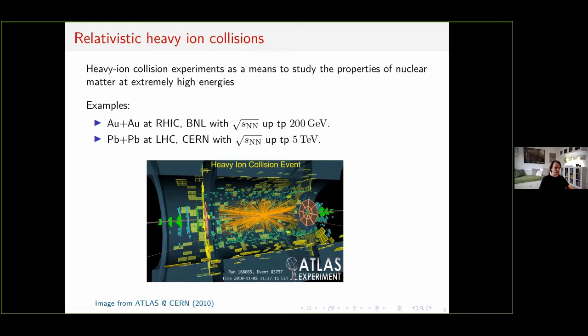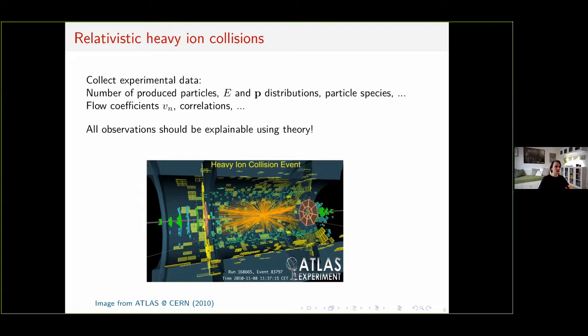And so what do we do here? Well, in principle, we just simply count, right? So we count the number of produced particles. We measure the energy and momentum distributions of these particles. We can figure out what species they are. And from that data, you can compute other things, so things like flow coefficients or correlations. And of course, the main goal is that all of these observations should be explainable using the theory that we have. So what does the theory look like?